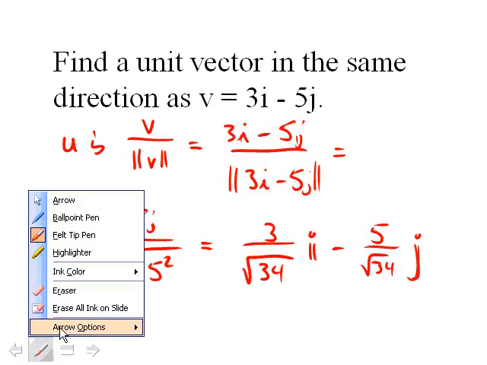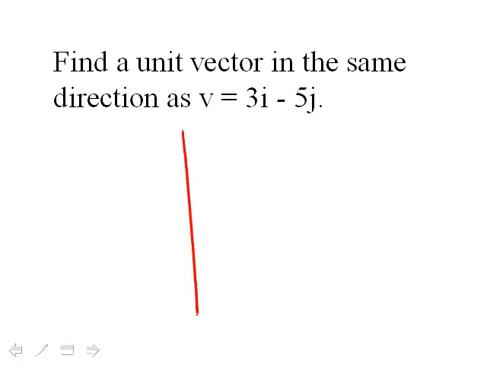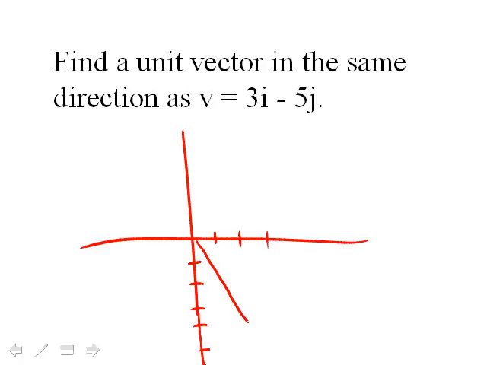Let's look at what that does graphically. You could think about 3i as 1, 2, 3 steps in the i unit vector direction, minus 5j as 5 steps in the negative j direction, and then the vector 3i minus 5j is 3i over and 5j down, so it's that vector. That's way too long to be a unit vector.